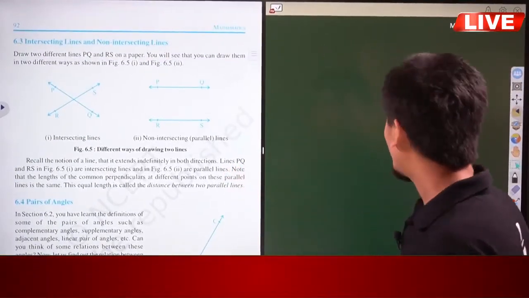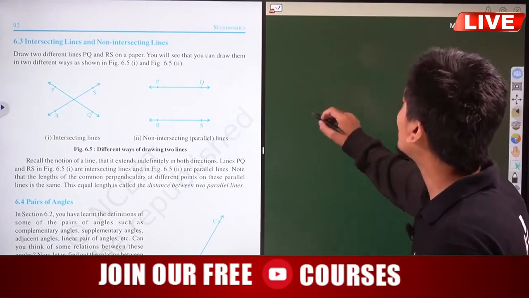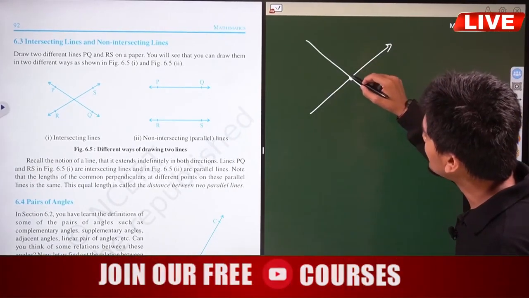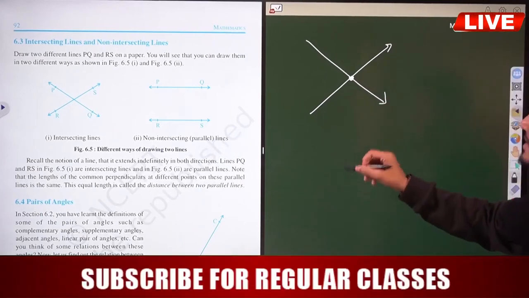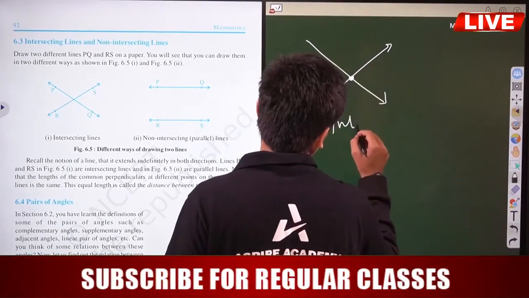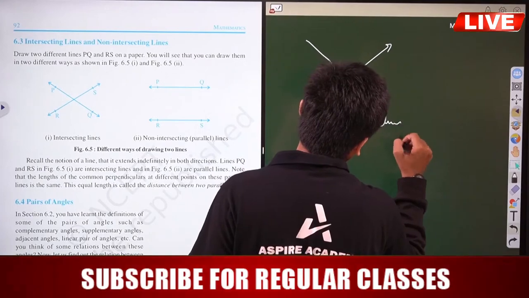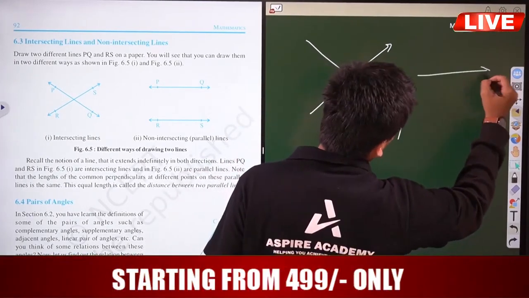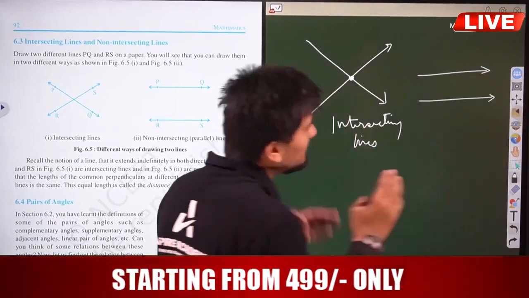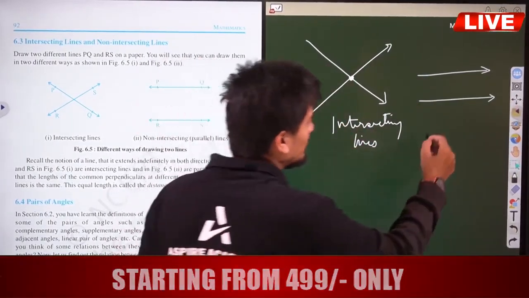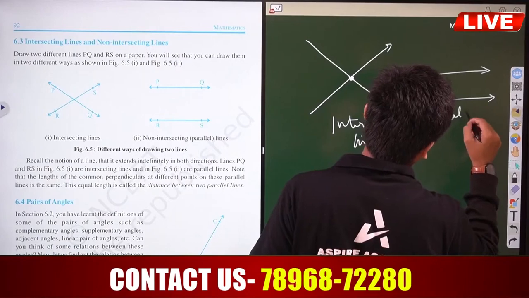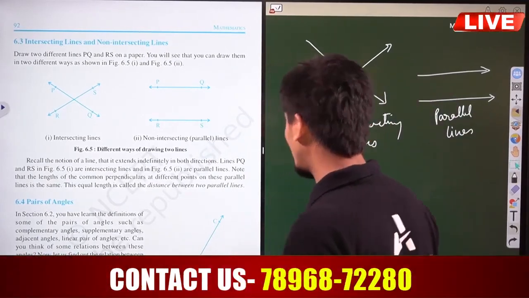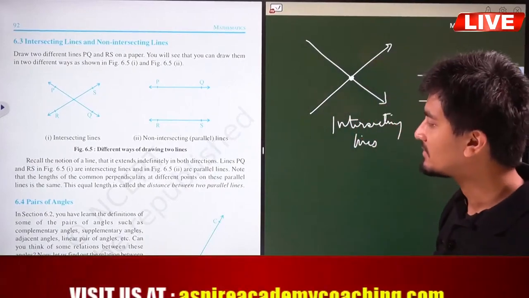See, if two lines, say this one is a line and this one is a line, intersect each other at a point, they are known as intersecting lines. But if two lines run parallel to each other, then they are known as parallel lines.